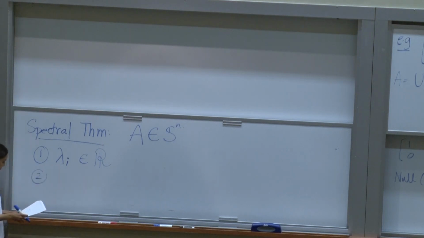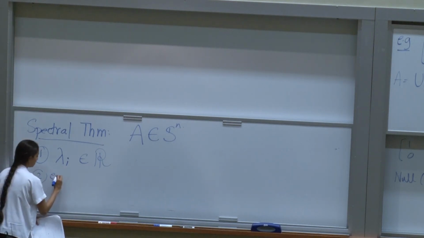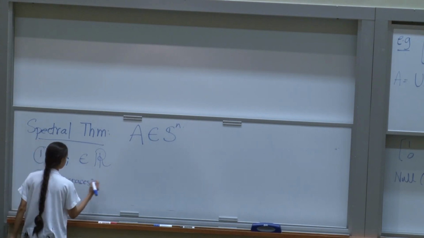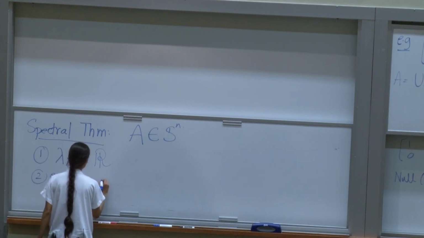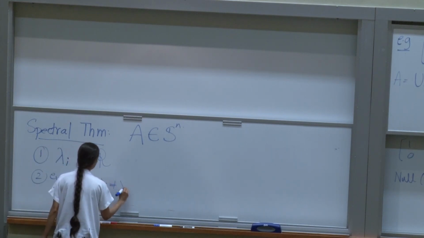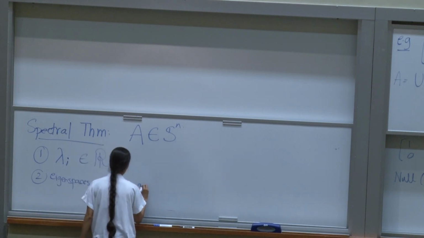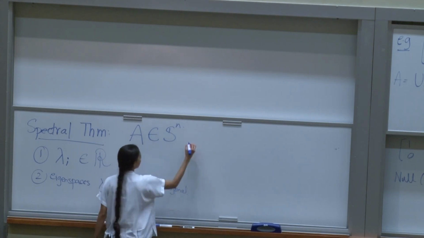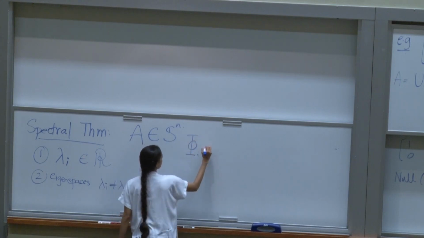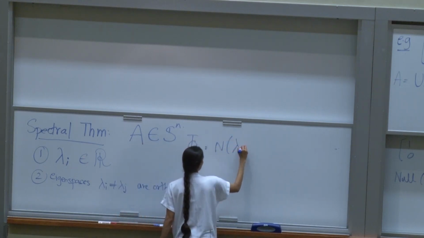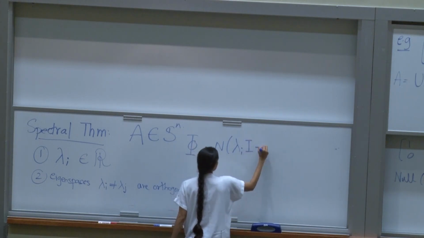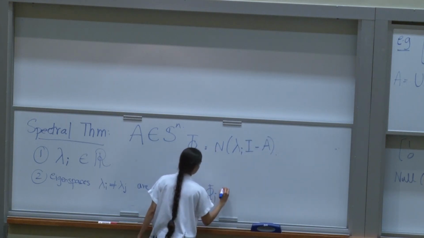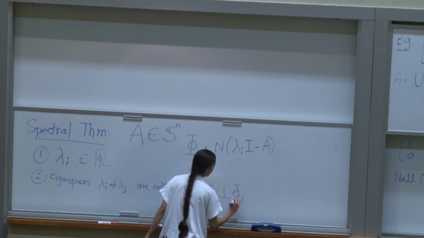Second, eigenspaces corresponding to distinct eigenvalues, for lambda I not equal to lambda j, are orthogonal. So if I define, let's say, the space phi I as the null space of lambda I times identity minus A, then phi I is orthogonal to phi j when the eigenvalues are distinct.